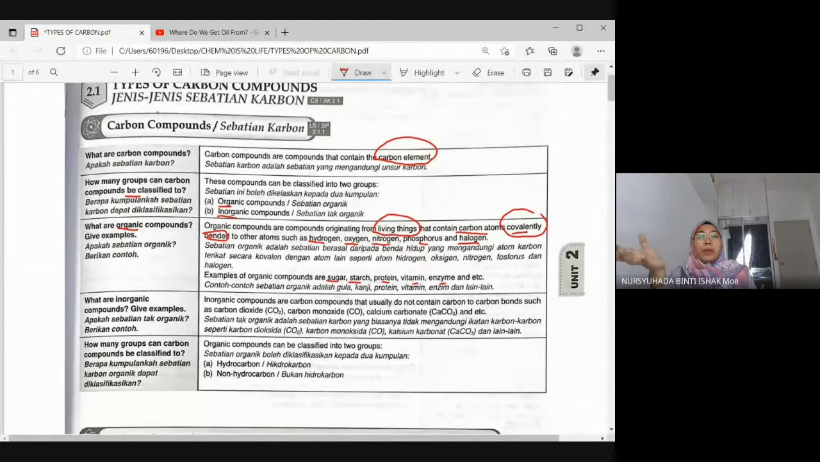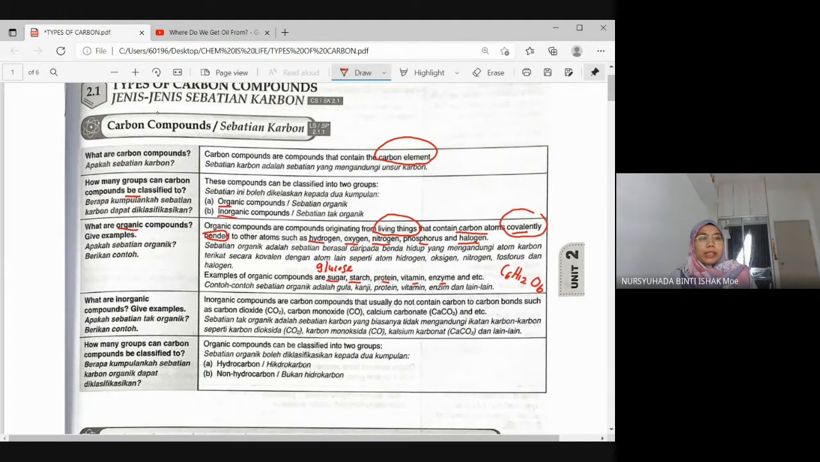So cikgu ambil contoh paling senang because you all budak biology kan, kita ambil glucose. What is the formula for glucose? Dah belajar kan? What is the chemical formula for glucose? Very good, Jazwan. C6H12O6. So kalau kamu tengok C6H12O6 ni, dia ada gabungan antara carbon, hydrogen and oxygen. Ini adalah contoh organic carbon compound.